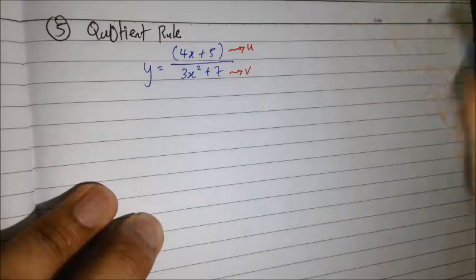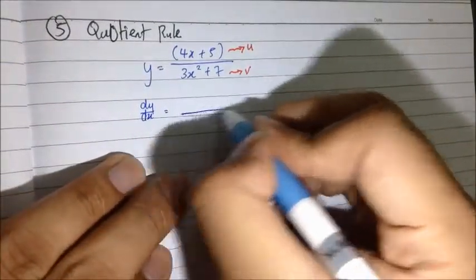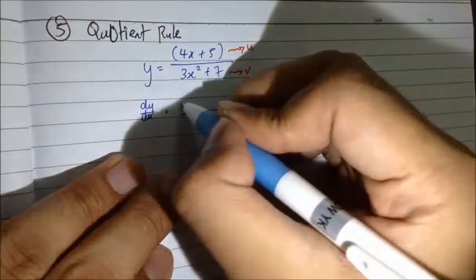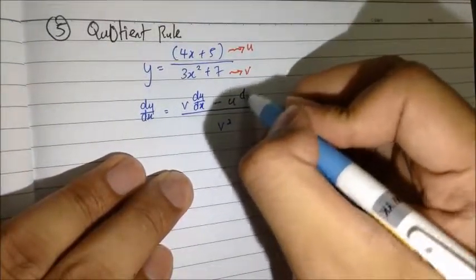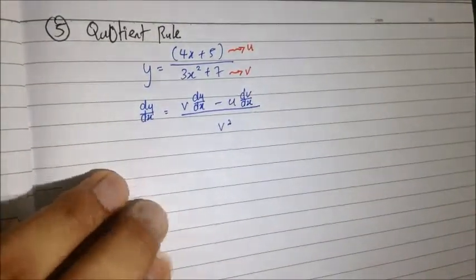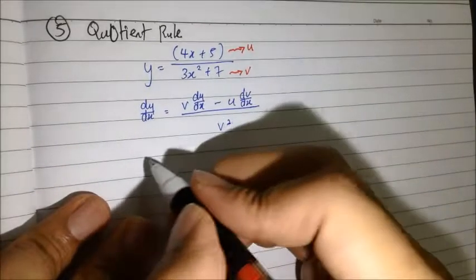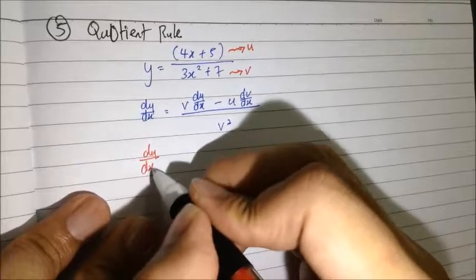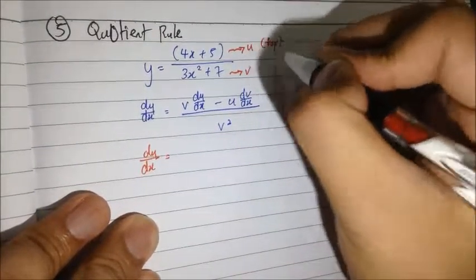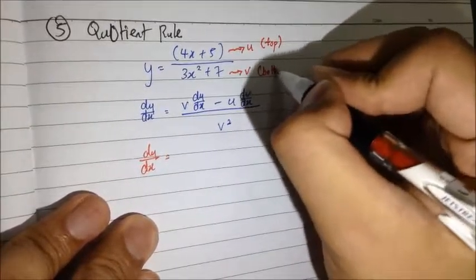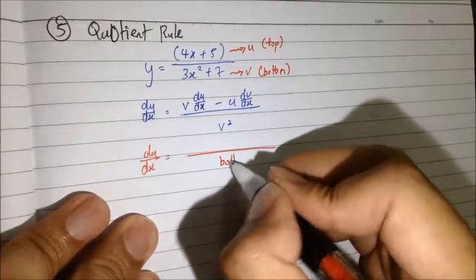In guidebooks or textbooks, they will tell you dy/dx is equal to (v du/dx minus u dv/dx) over v squared. But I like words, so instead of u and v, we use top and bottom. So I say, actually, it is bottom squared.